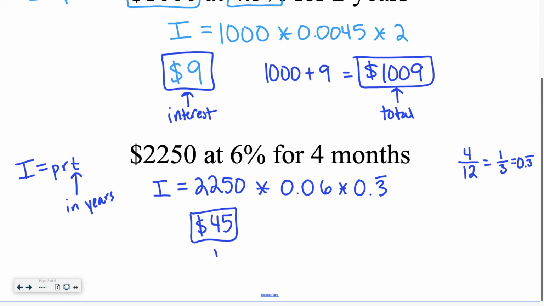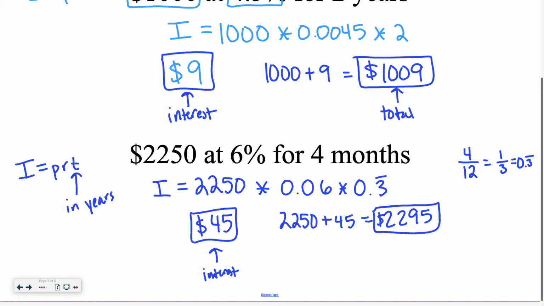Then if I wanted to find my total amount, depending on what the question is asking for, I would just add it to my starting amount. So 2,250 plus 45 equals $2,295. Okay, so that would be my total amount.